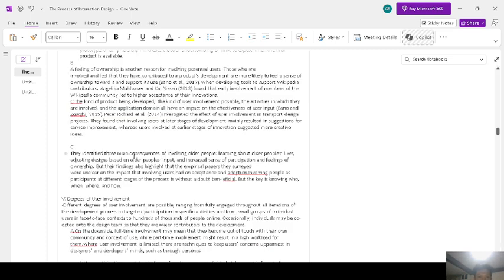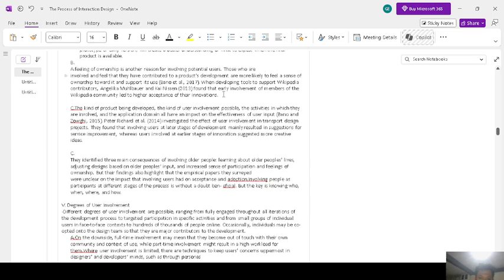A feeling of ownership is another reason for involving potential users. Those who are involved and feel that they have contributed to a product's development are more likely to feel a sense of ownership toward it and support its use. In 2017, when developing tools to support Wikipedia contributors, Angelica and Carl Nielsen found that early involvement of members of the Wikipedia community led to a higher acceptance of their innovations.